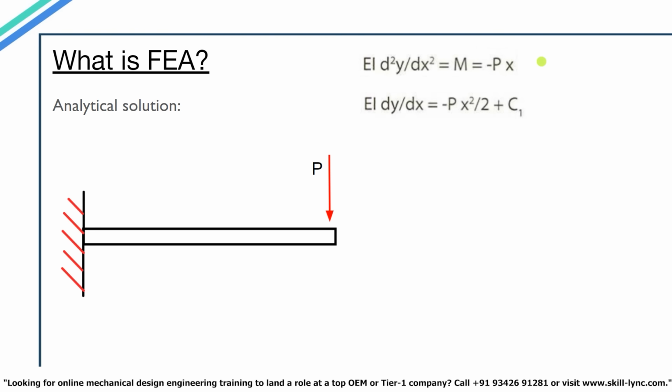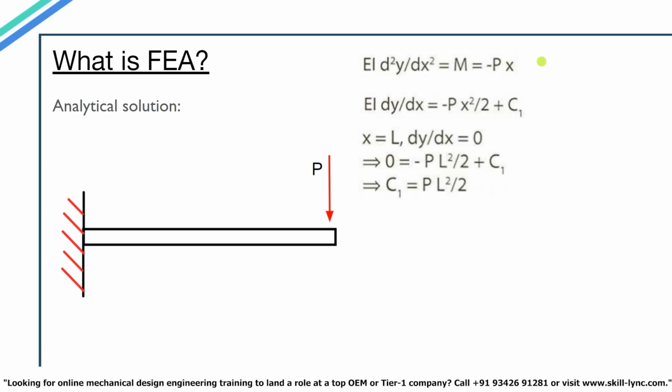After the first integration, you will get something similar to this equation. You can get the value of the constant by putting in some boundary conditions. In this case, dy/dx represents the slope of the beam. Since at the fixed end there is no deflection, we could input dy/dx as 0 at the fixed end of the beam to get the value of c1.